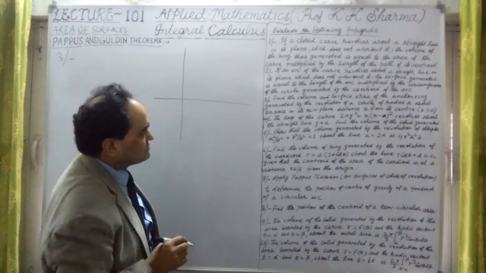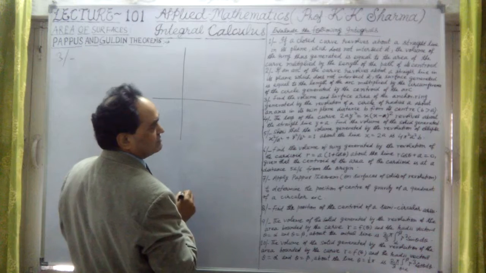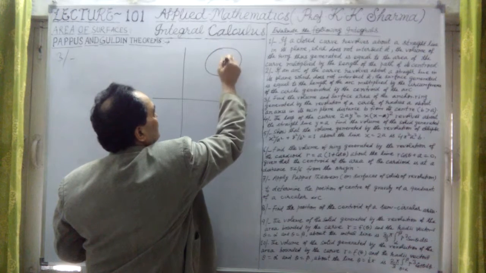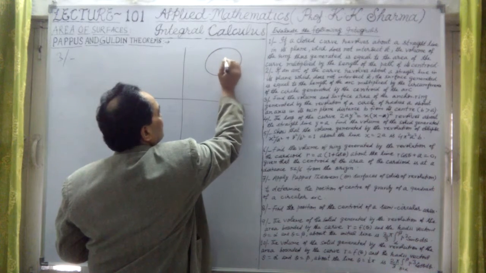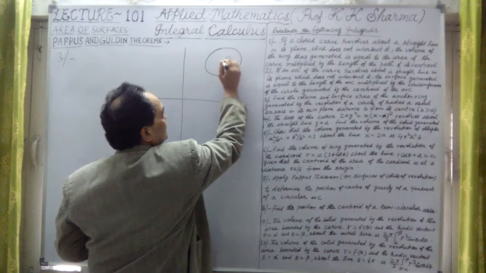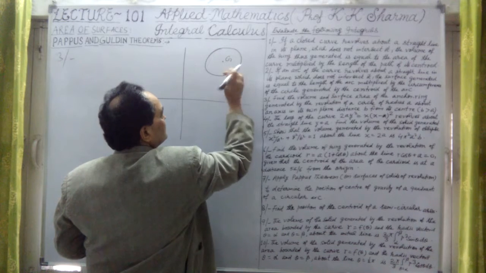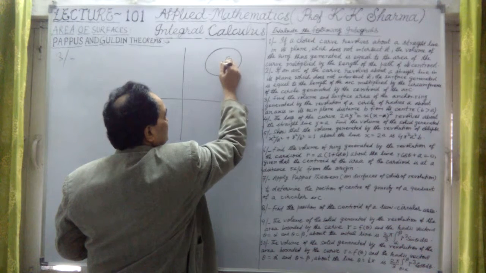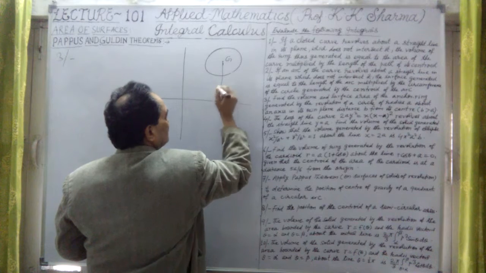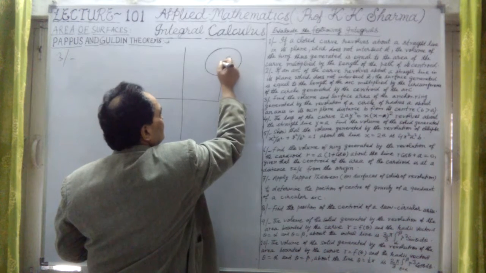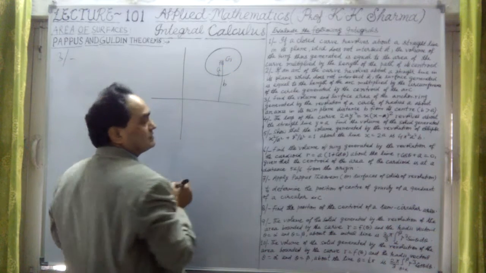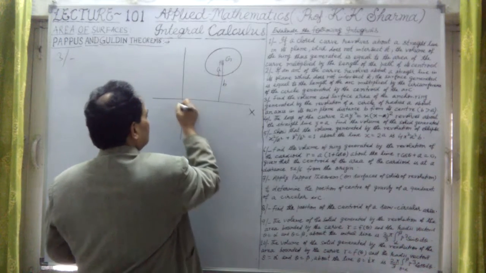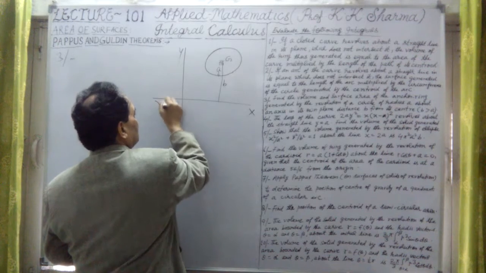Find the volume and surface area of the anchor ring generated by the revolution of a circle of radius a. Let me take this circle. Here is the center. G is the center also, because the circle is a closed circle like this. This circle has the center as well as G, the centroid. If I drop this perpendicular, this is equal to b. B is greater than a. This is the radius of the circle. This is the x-axis, and this is the y-axis, y-dash, x-dash.